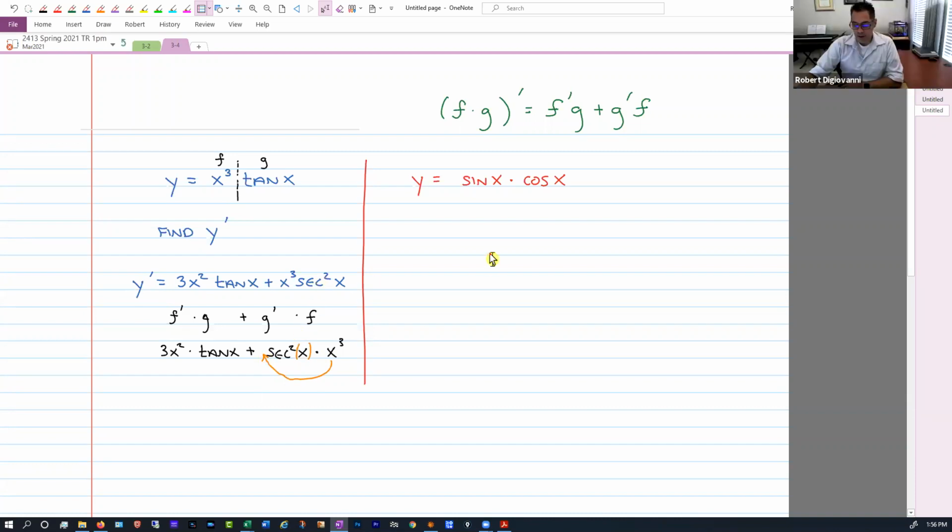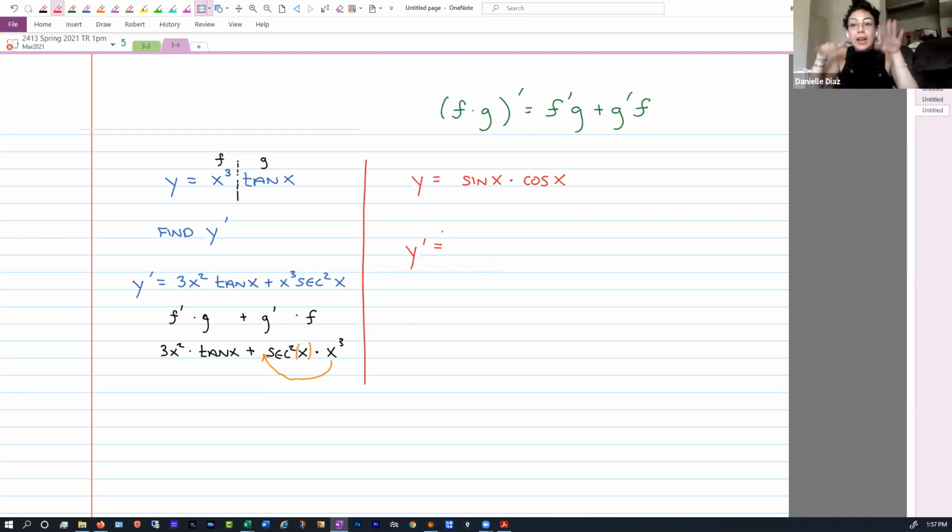Does somebody want to tell me the second one? Someone want to read out the second answer? Oh, go ahead. I don't know if that's right or wrong, but I didn't know if I should put cosine squared x or cosine x squared, and then minus sine squared x, or if it's sine x squared. So I didn't know which one to put.